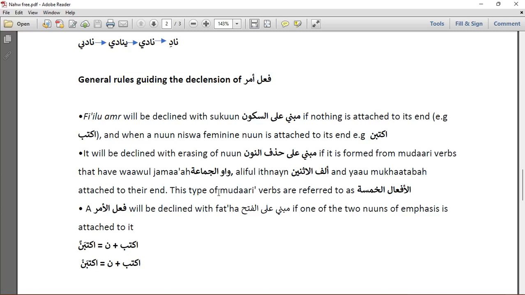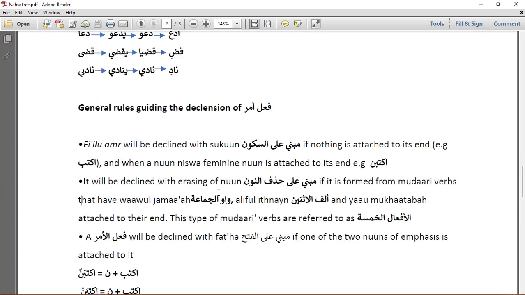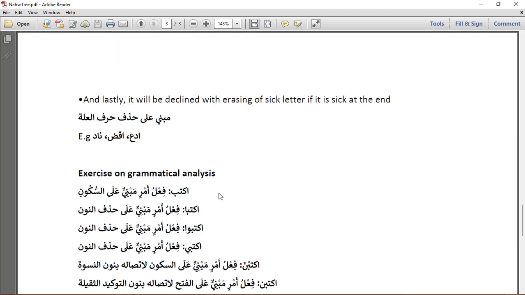So the ones for mabniyu ala hadfi nun, they are popularly known as what? Al af'al al khamsa. Those five verbs that have nun at the end, the one with aliful isnain, that is. Taking yadkhulu as example, we have yadkhulani, yadkhuluna, tadkhulani, tadkhuluna, tadkhulina. So those five verbs are those ones, when we form amru with them, we remove the noon and the i'rab, the analysis, is what? Mabniyu ala hadfin noon. The ones we have weak letter at the end of, what? Mabniyu ala hadfi harfil illa. So that means ud'u, fi'l al-amri mabniyu ala hadfi harfil illa.